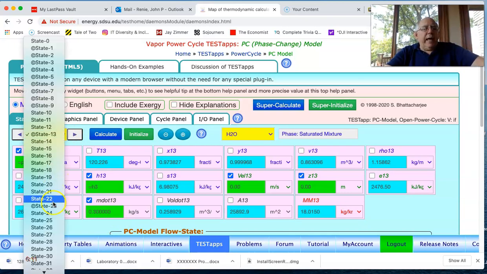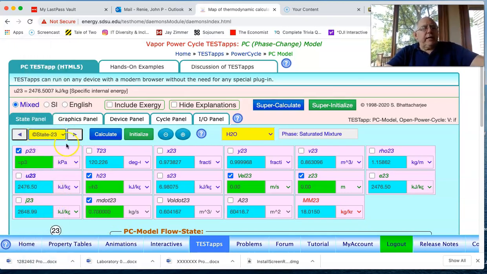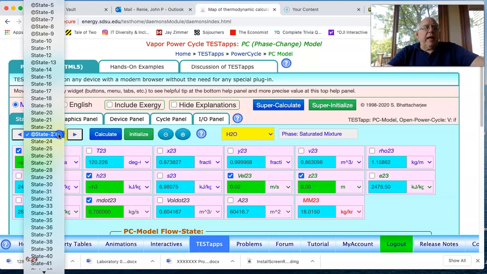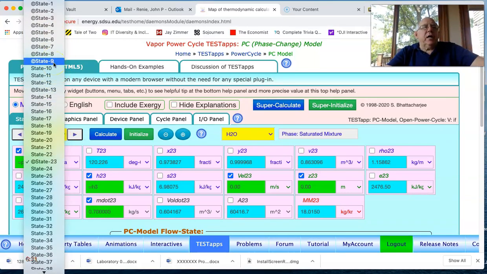Likewise, I went ahead and generated a state 23. Same pressure, same enthalpy, but then the remaining amount of m dot. So there's the 0.7. So this then goes through the low pressure turbine. And so now we're ready to take a look.